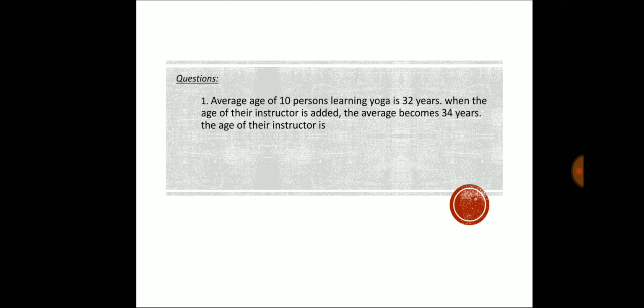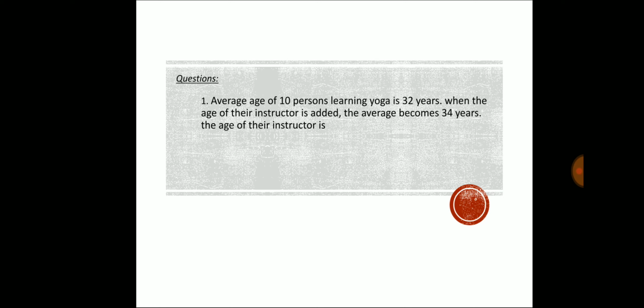So the first question says, average age of 10 persons learning yoga is 32 years. When the age of the instructor is added, the average becomes 34 years, which means there are 10 people. The average of those 10 people is 32, which means each may be 32, or else each may have different numbers, but still the average is coming to 32. We could still take it as 32, 32, 32. So when the age of the instructor is added, the average becomes 34. Instead of 10 people, one more person is getting added. So all 11 people are becoming 34 now.